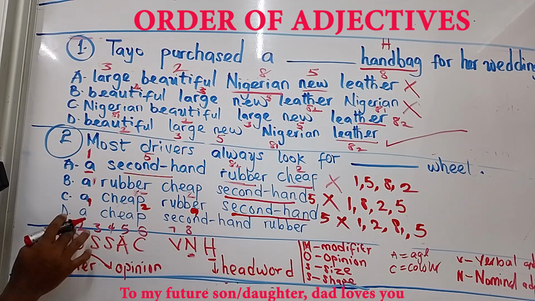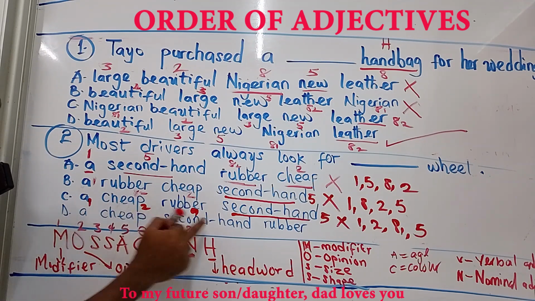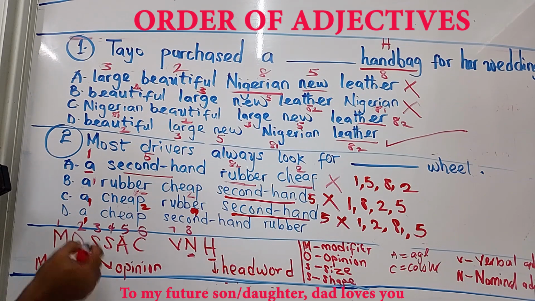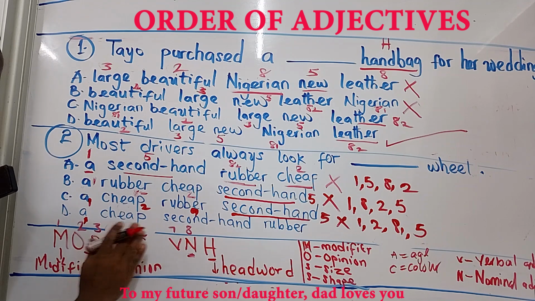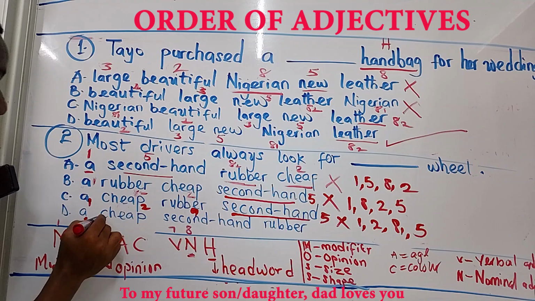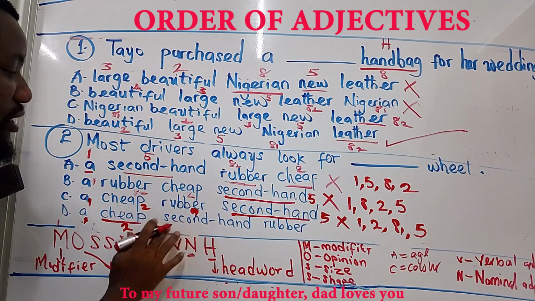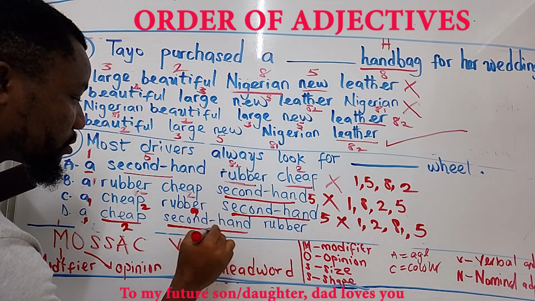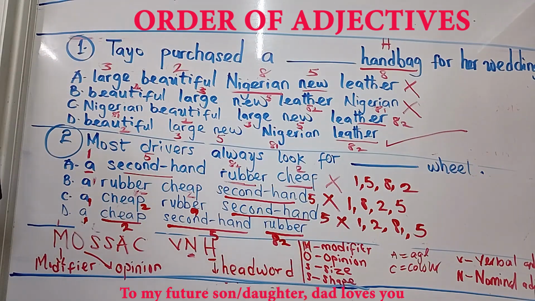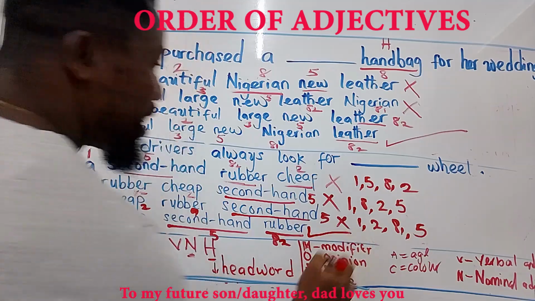So let's check the last option. Most drivers always look for dash wheel for a cheap second-hand rubber wheel. A is 1, which is the modifier, article. Cheap is opinion, which is 2. Second hand is talking about age, which is 5. Rubber is talking about material, which is 8-2. So 1, 2, 5, 8. That is the right answer.